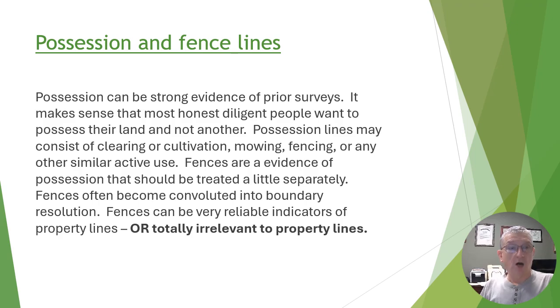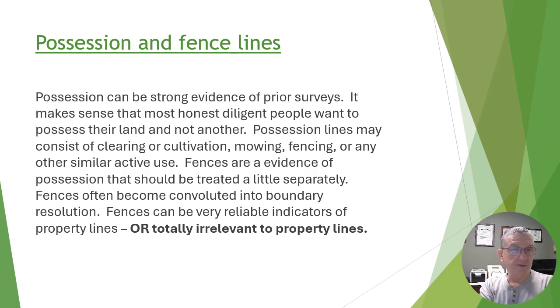Possession. Often possession can be a strong evidence of the prior surveys. People typically want to possess their land and not get over on their neighbors. They don't want to have any problems. They don't want it to come up. They don't want to spend money on somebody else's land and then have to move something. So possession lines may consist of clearing or cultivation of crops. It may be a mow line where somebody cuts the grass. Maybe a fence, maybe some other active use, a parking lot, the shooting range. Could be a lot of different things.